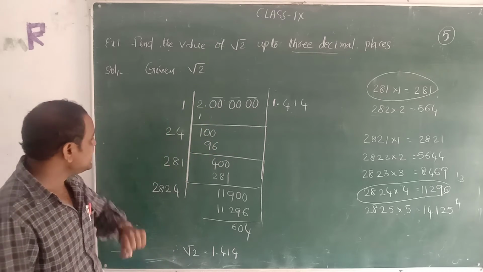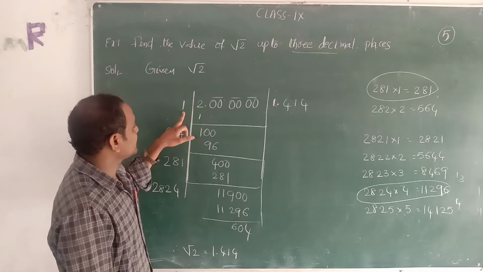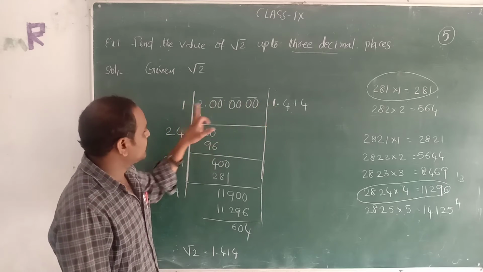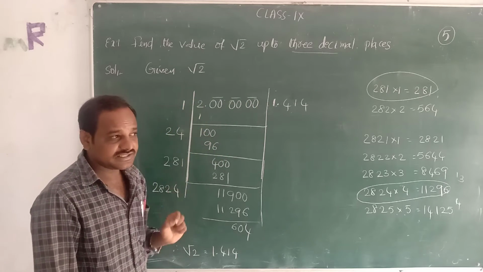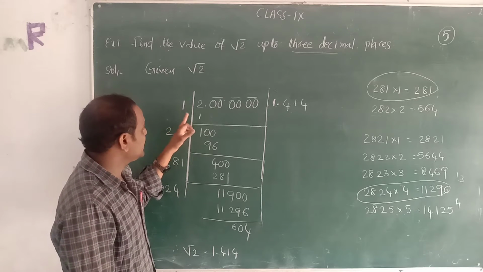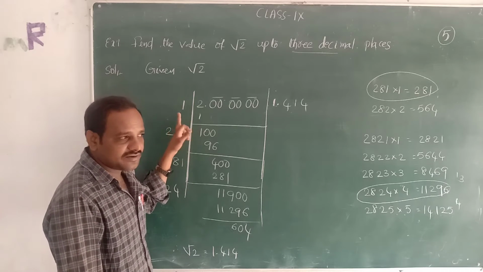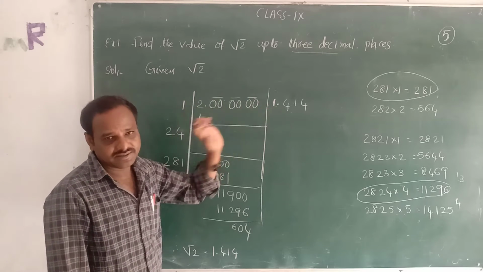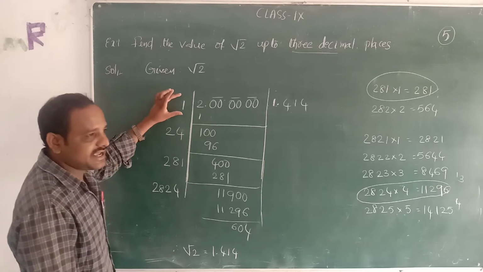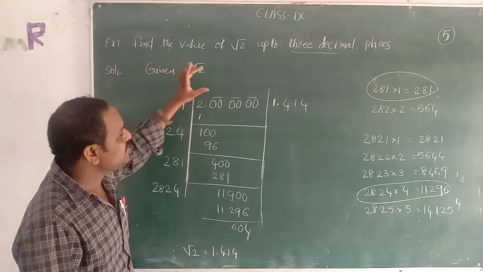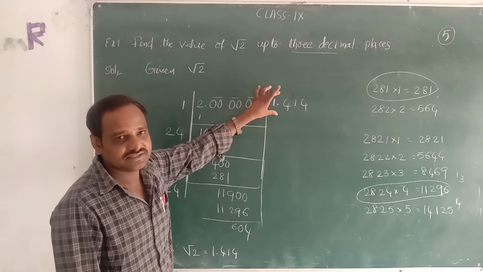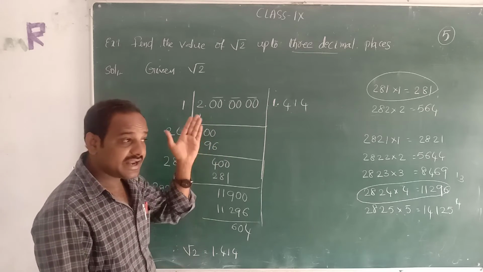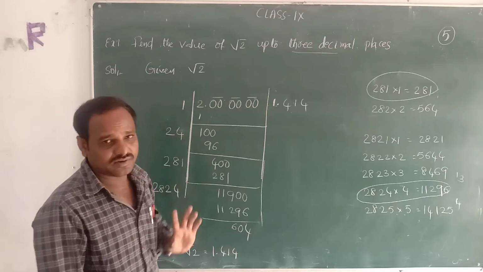Okay. So here, 1 ones are 1. Already we discussed: the number we take as the divisor, we have to multiply by the same number. That means whichever number you take in the place of divisor, the same number we have to take in the place of quotient. So here 1 ones are 1. And next, if you want to take 2 twos are 4, not a problem.